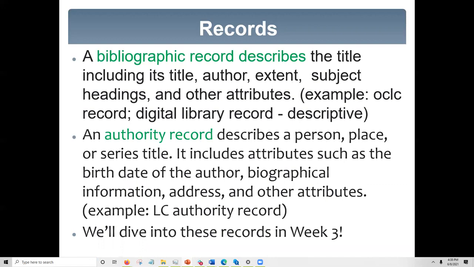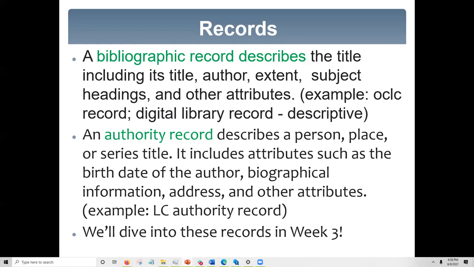Some ILSs actually have their own built-in authority file. So they have their own little database within that ILS that will collect all of these little authority records. An authority record, we looked at one with the Prince record, the Wikidata Prince record. An authority record describes a person, place, or for cataloging's purposes, a title. And it includes attributes, those characteristics.